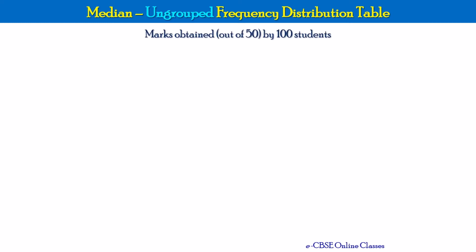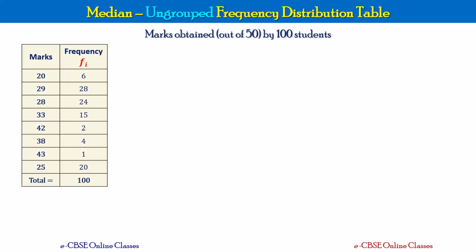Let's say you have data of marks obtained by 100 students out of 50 marks. So I'm directly taking a frequency distribution table which is like this. On the first column we have marks and on the second column we have frequency. Again, remember, the summation of frequency should match the total number of observations that you have started with. Here the sum of the second column is coming out as 100, so the distribution table is correct.